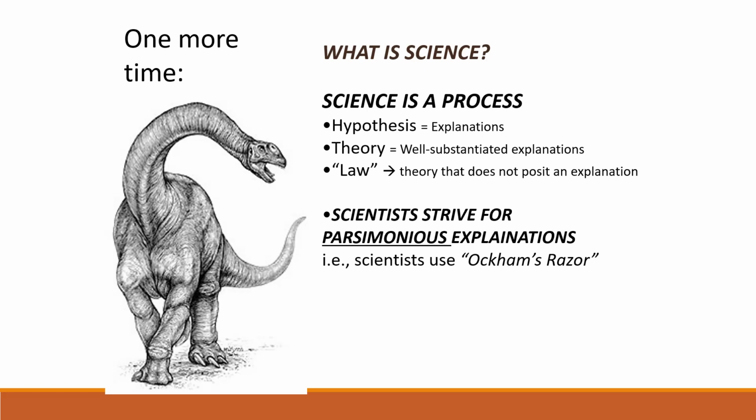So, one more time, science is a process. Hypotheses are explanations. They try to take into account what we have observed and what we may observe in the future. A theory will be a well substantiated explanation or hypothesis. It is to the point where we are taking into account every possible observation we've had or could have. A law is a theory that no longer gives an actual explanation, it just explains relationships. So we are always looking for the parsimonious explanation. The simplest thing is often the true thing. We don't need to make it more complicated than it needs to be.